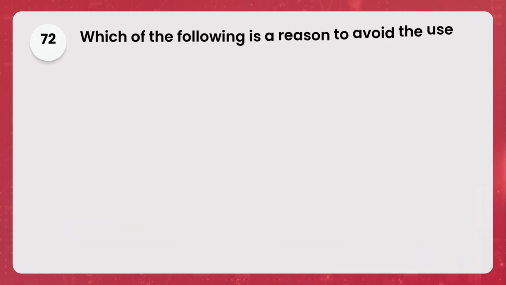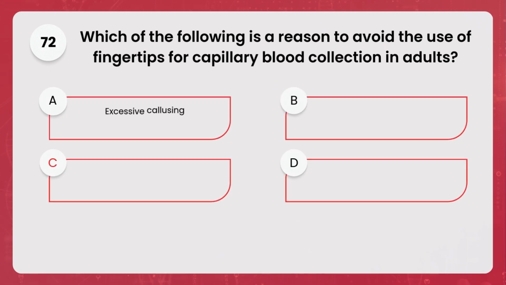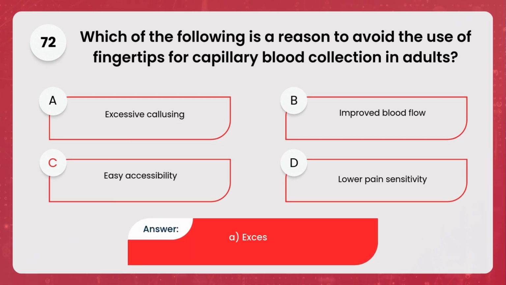Which of the following is a reason to avoid the use of fingertips for capillary blood collection in adults? A. Excessive callousing, B. Improved blood flow, C. Easy accessibility, or D. Lower pain sensitivity? The answer is A. Excessive callousing.